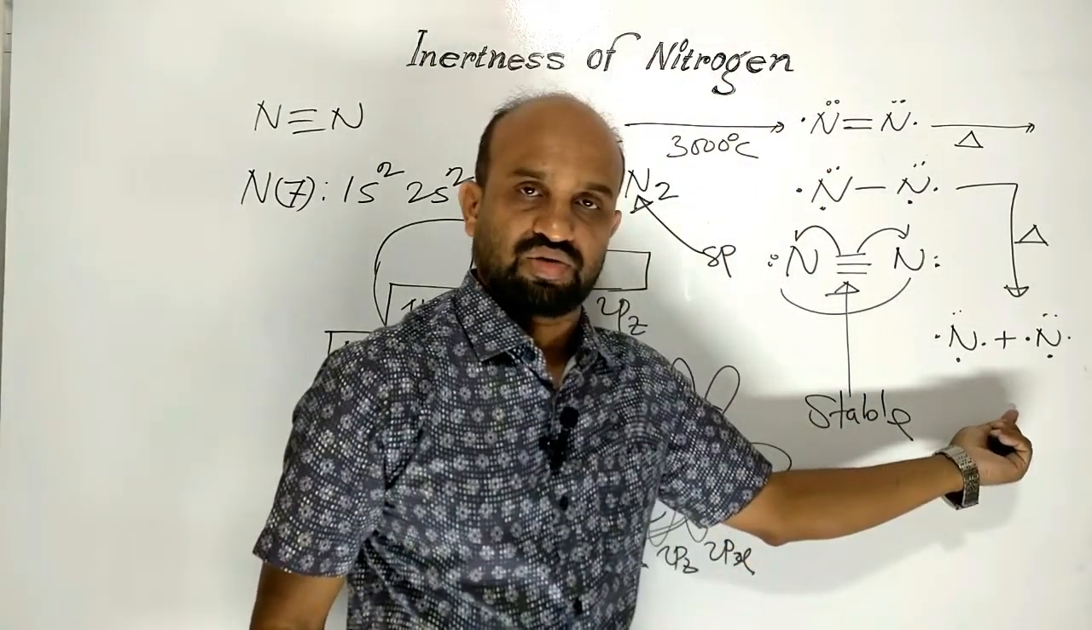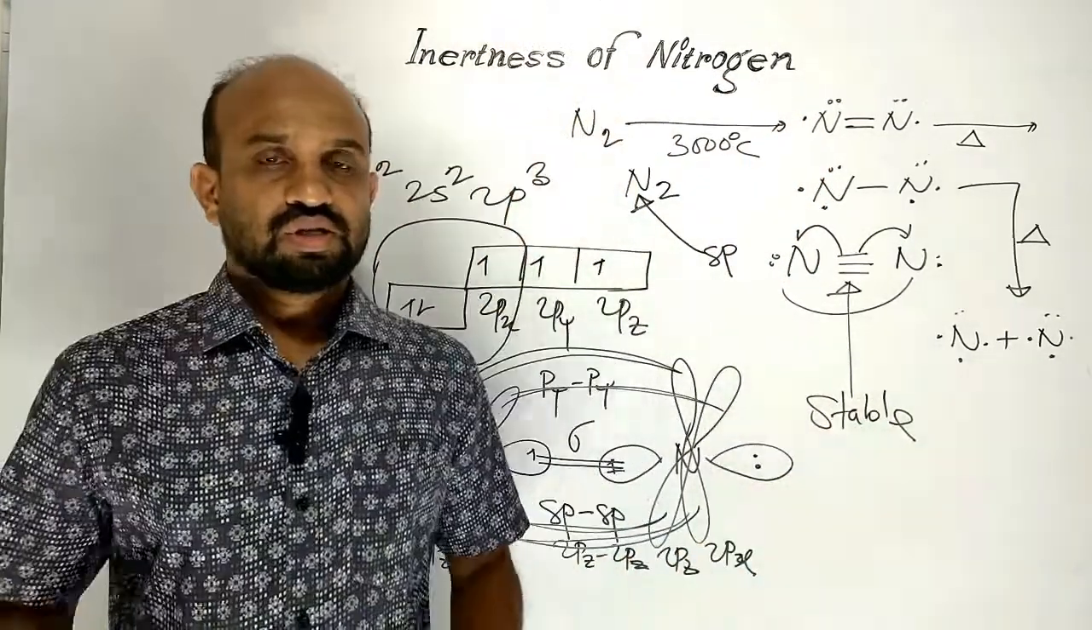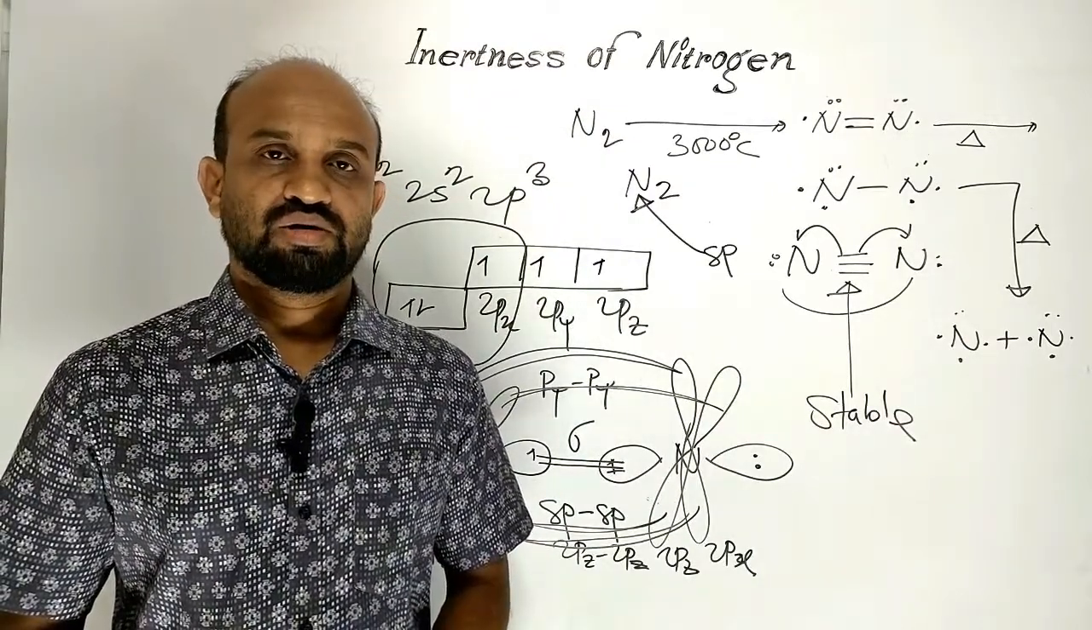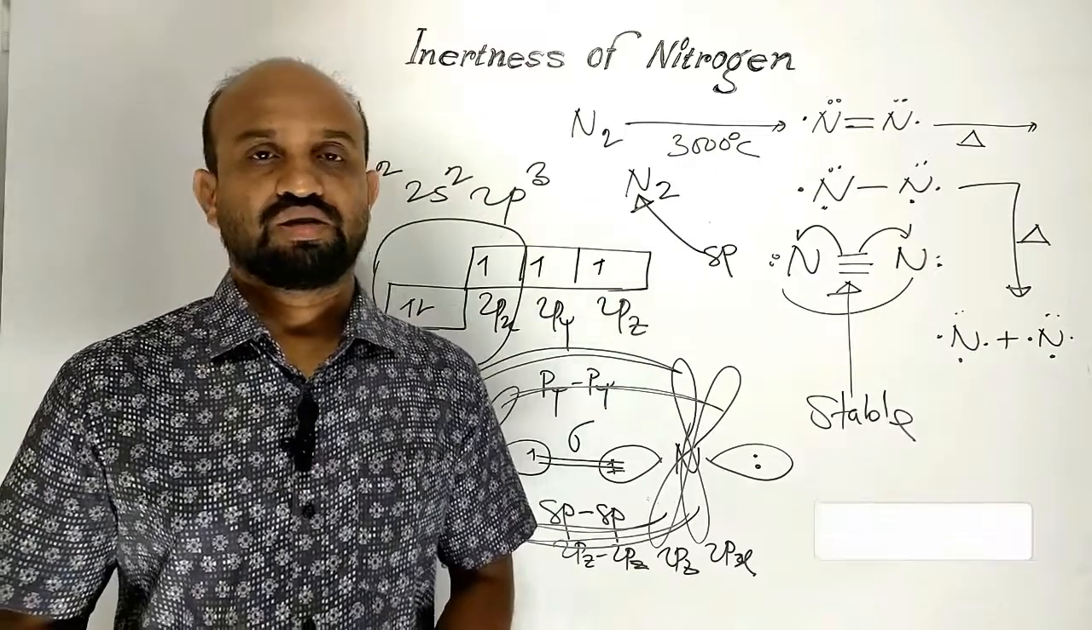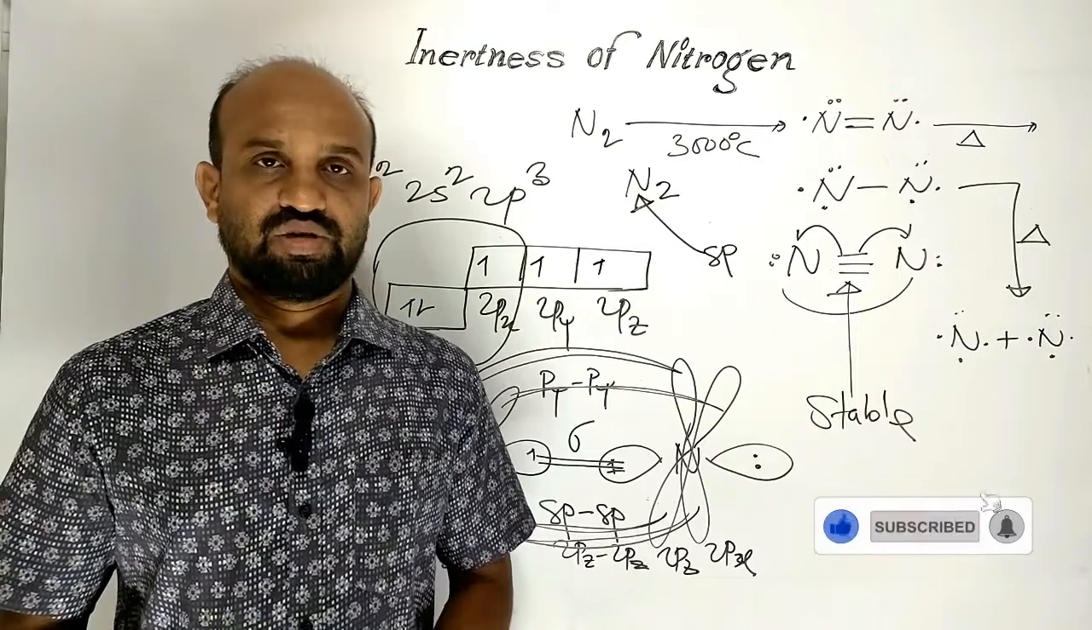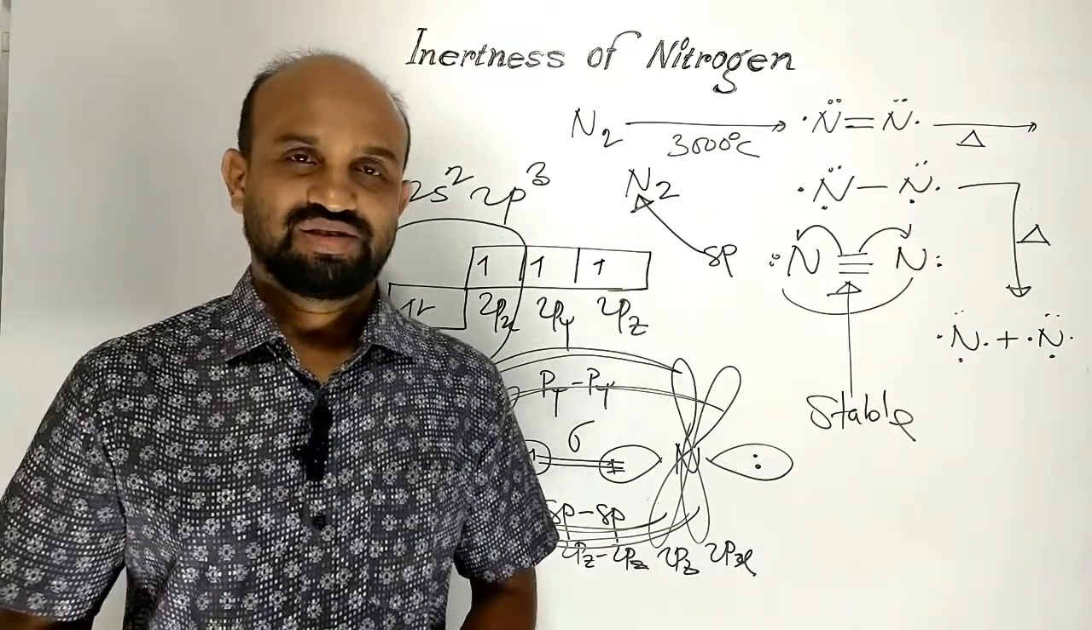Each atom has three unpaired electrons. So this is the reason: the presence of a triple bond between two nitrogen atoms in the nitrogen molecule makes nitrogen act as an inert medium. No more today. Thank you very much.